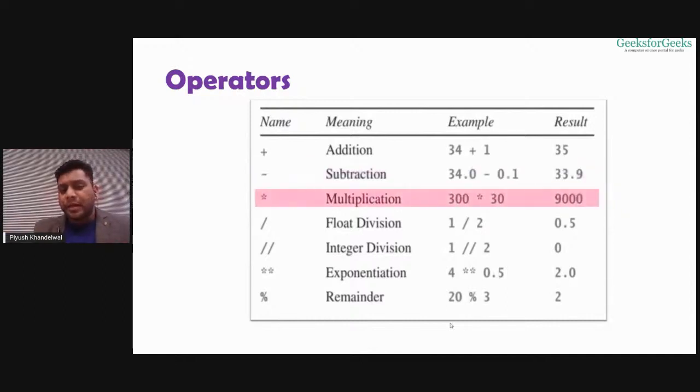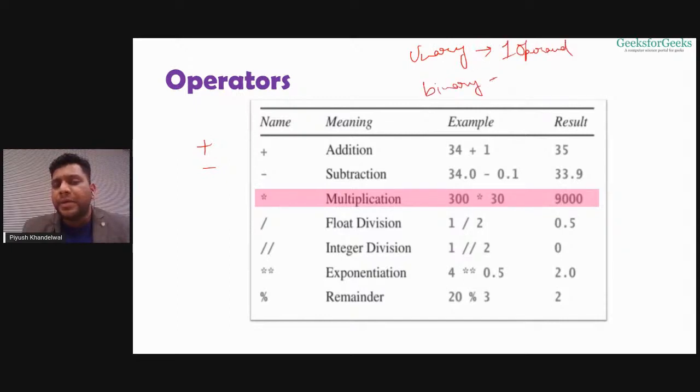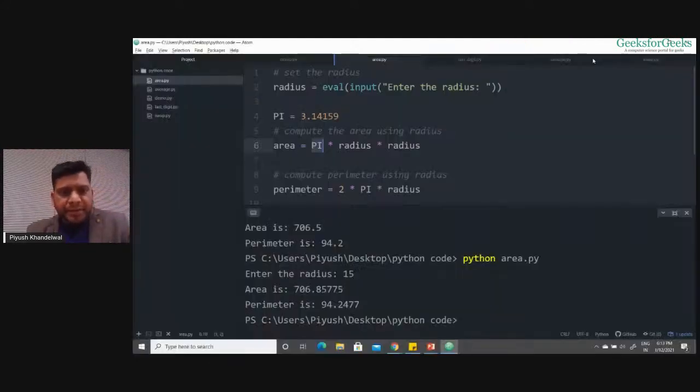Then we have multiplication. Now you need to note one thing over here: this plus and minus can be both binary and unary operators. When we say unary, it means it is going to have only one operand. And when I say binary, it means it is going to have two operands. Operands means the numbers on which they will be operating. Right? So I'll show you that. Let me open up the shell again.